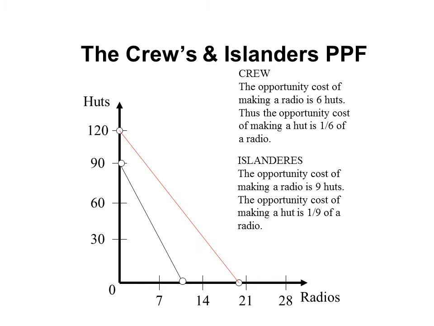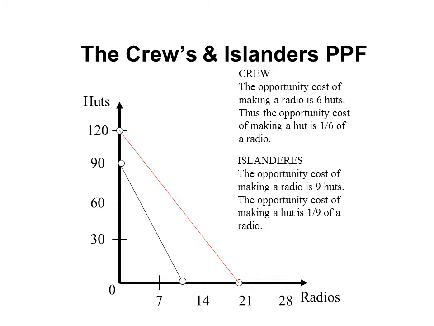So we know 3 things. Number 1, the crew will make radios. Number 2, the Islanders will make huts. We determined this based on comparative advantage and the idea of specialization. Therefore, the crew will specialize in producing radios.